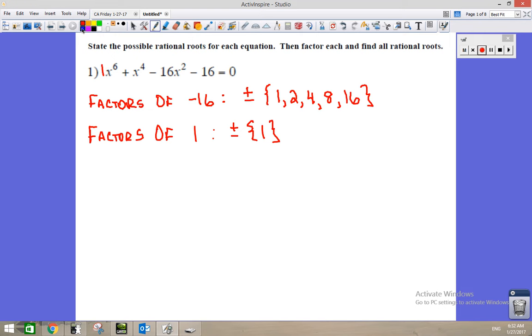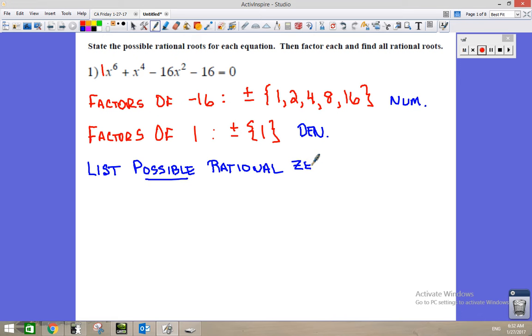The factors of our constant term are our possible numerators, and the factors of the leading coefficient are the possible denominators. Our list of possible rational zeros, so it's not irrational. If square root of 2 is a 0, this list is not going to find it. It's a list of possible rational zeros. So we might have this list and none of them actually check out.